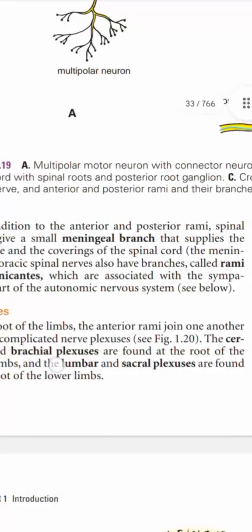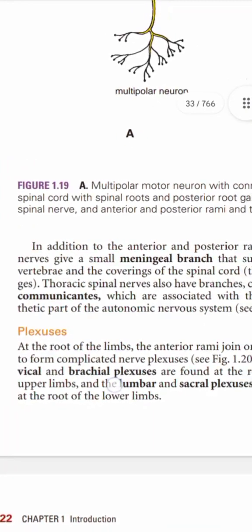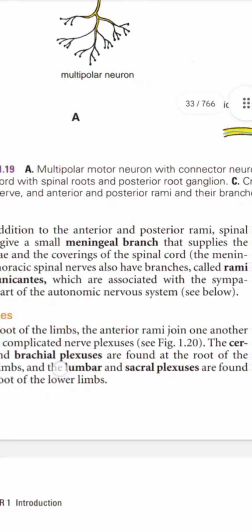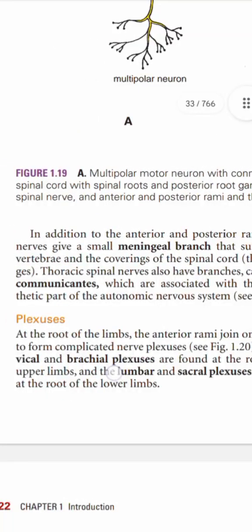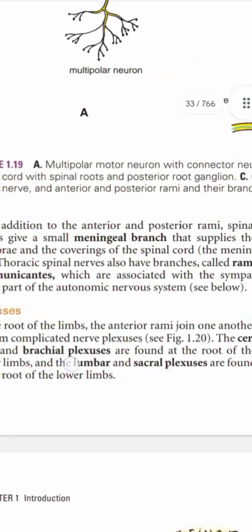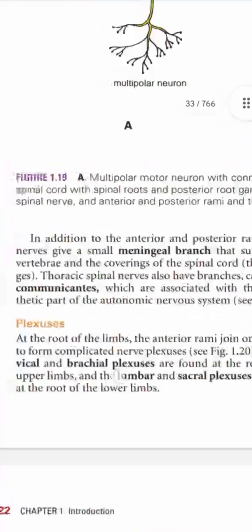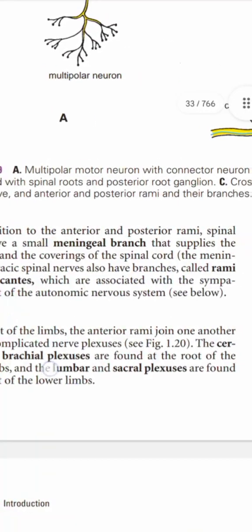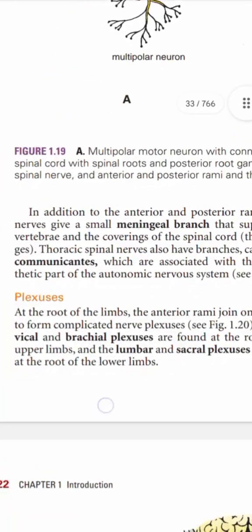The meninges. Thoracic spinal nerves also have branches called rami communicantes, which are associated with the sympathetic part of the autonomic nervous system.